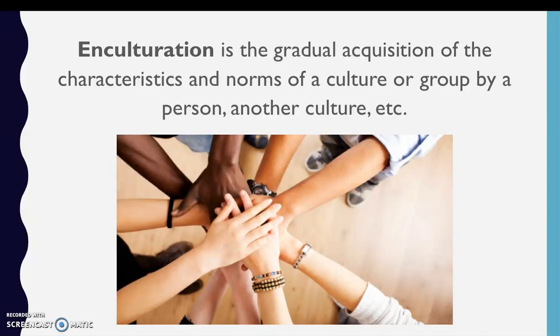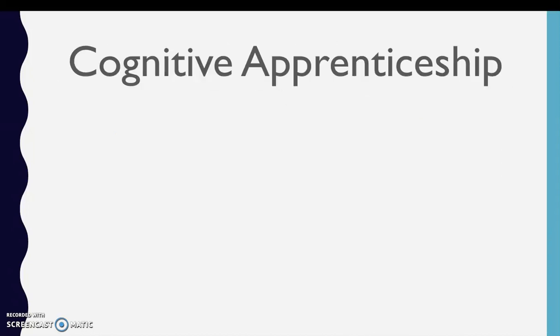Situated cognition also talks about the idea of enculturation. Enculturation is the gradual acquisition of characteristics and norms of a culture or group by a person. When we think of culture, let's think of it in terms of higher education. This could be the culture of a classroom, or the culture of a workplace, such as working in a business environment versus an education environment.